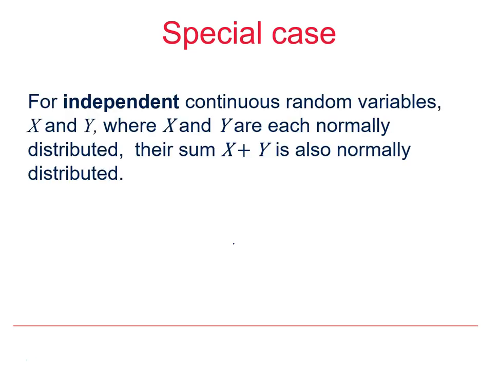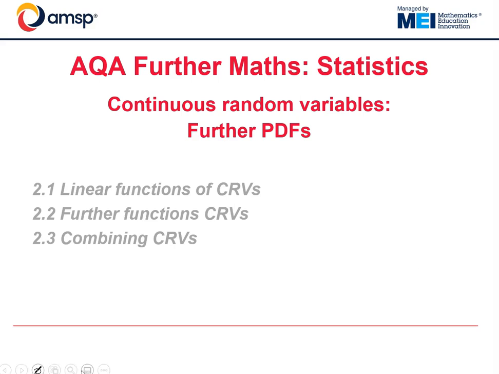A special case of sums of independent continuous random variables is when x and y are normally distributed. In that case their sum, or indeed their difference, is also normally distributed, provided x and y are independent, normally distributed continuous random variables. And this will be something that we will use and will be important in the next set of videos. And that concludes this series of videos.